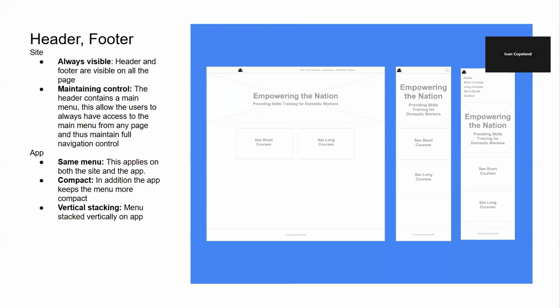Next thing is the app. It has the same menu as the site, except it's more compact and can be toggled open and closed. And the options are stacked vertically instead of horizontally.